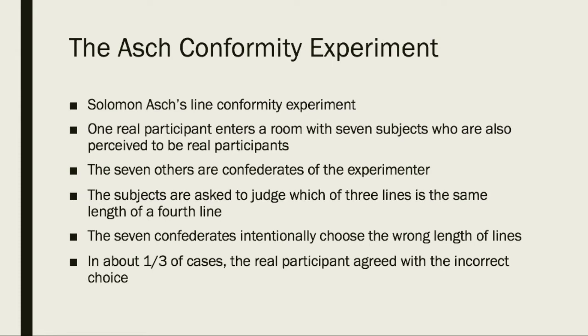In about 1/3 of cases, the real participant agreed with the incorrect choices. The key result here is that groups are very powerful. We often go along with the group even if we're sure that they are wrong. The implications for bullying in this finding are pretty clear if you think about it. Let's take a look at a short clip explaining the Asch experiment.